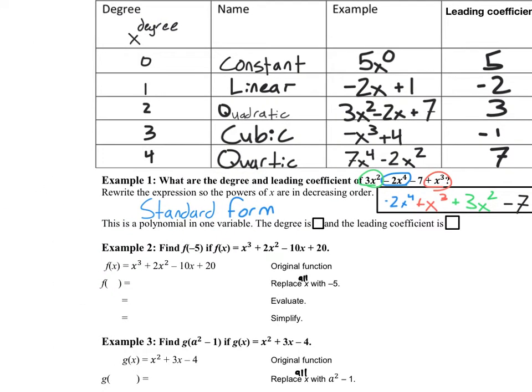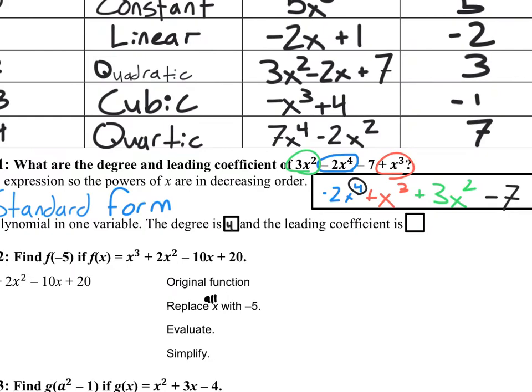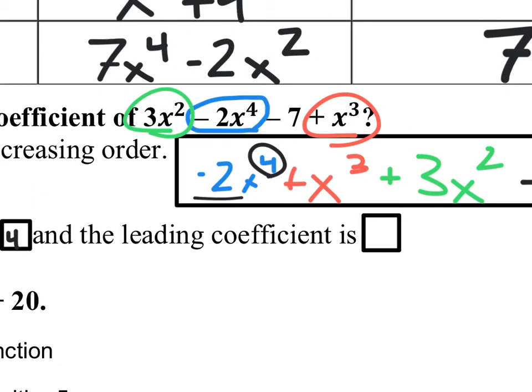So, once we put this in standard form, we see that the degree is 4. Our largest exponent is 4. Sorry for the world's tiniest box. And the leading coefficient is the number out front, which is the -2.